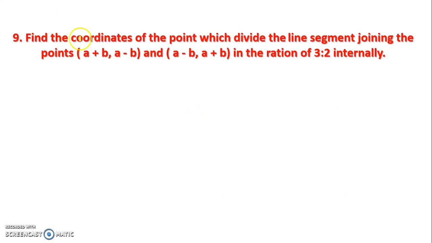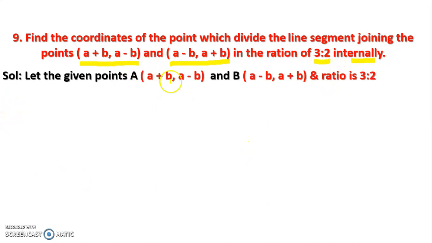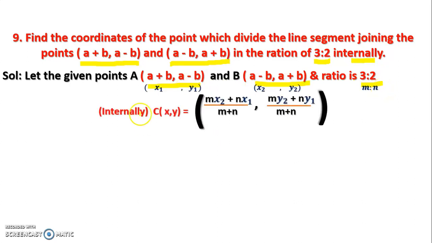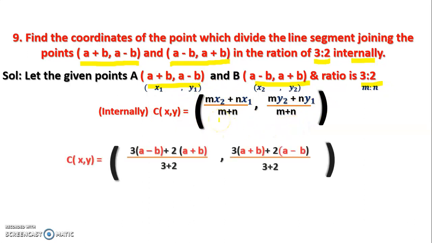Coming to the 9th one: find the coordinates of the point which divides the line segment joining the points (a plus b, a minus b) and (a minus b, a plus b) in the ratio 3:2 internally. That means these two are the coordinates and the ratio is also given. Apply the section formula, x1, y1, x2, y2 and m, n. Substitute the values in the given formula: mx2 plus nx1 by m plus n, and my2 plus ny1 by m plus n.